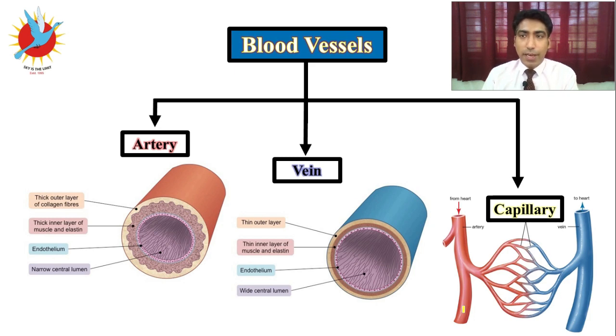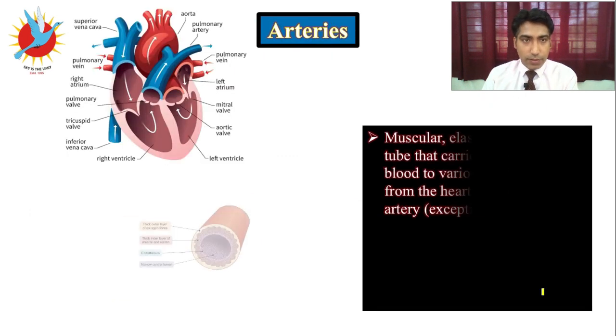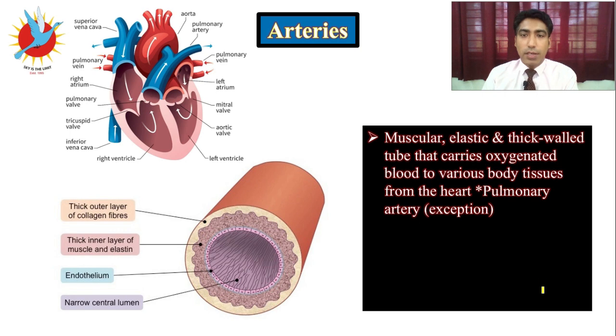Let's talk about the types of blood vessels present in a human body. So, blood vessels can be categorized into three types: arteries, veins, and capillaries. We will try to find out the differences among these three types of blood vessels present in the human circulatory system. As you can clearly see, the diagrams of an artery, a vein and a capillary. Let's discuss more about these types of blood vessels. First, we should talk about the arteries.